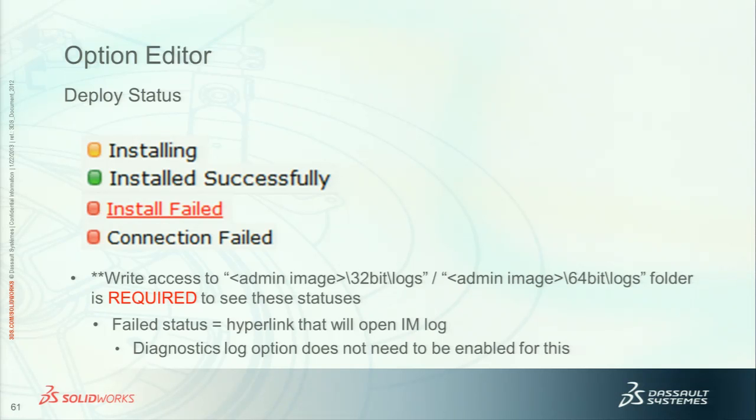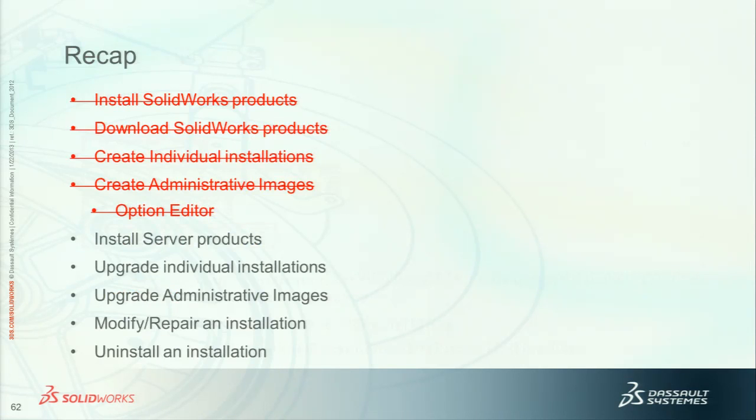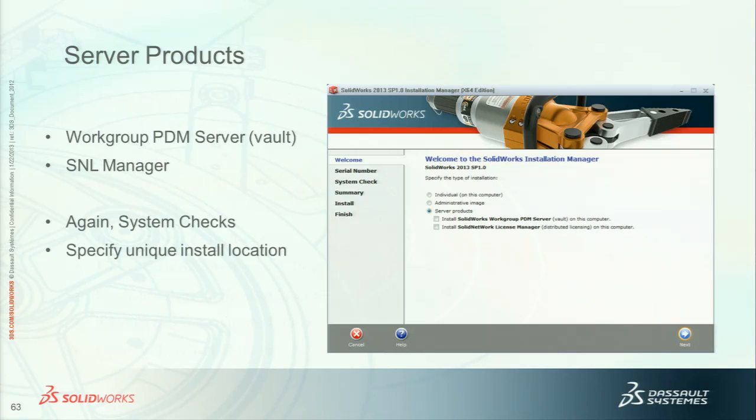Oh, just a limitation. Install failed, what's nice about that, it's a hyperlink that, if you click on it, will open up a log directly from that machine. So you don't even have to worry about where it created that log. Just click on the hyperlink, it'll open it up, and you can at least save it and send it off to support. You don't have to go hunting for that. So that's the image creation process.